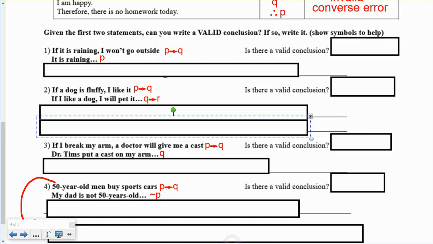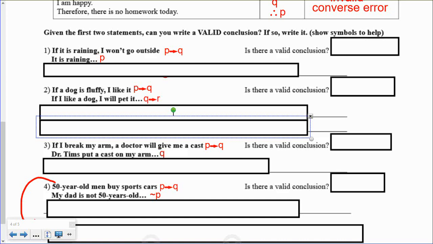So for this one, how do you always start? P→Q. So it says, if it's raining, I won't go outside, so you're going to write P→Q. Always turn it into symbols, guys. It's your lifeline here. So I start with P→Q. Then our next line says, it is raining, which is what? P. So you're going to write those down. Now, what does this look like? I know I only have 2 lines, but they're all unique.